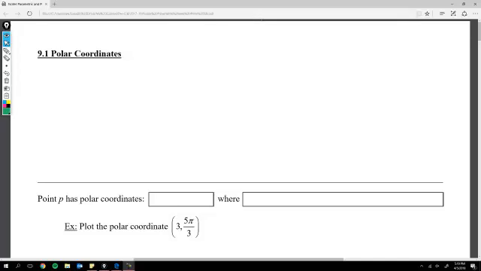Everyone, we are talking about polar coordinates today. So polar coordinates are just another way of navigating a Cartesian plane, right?